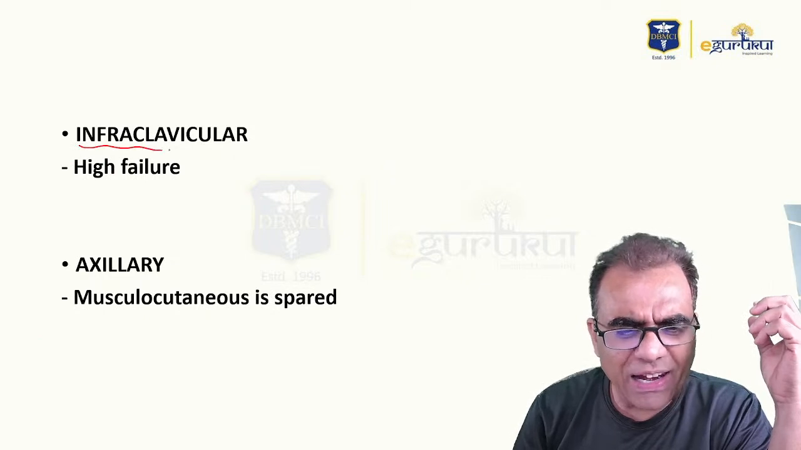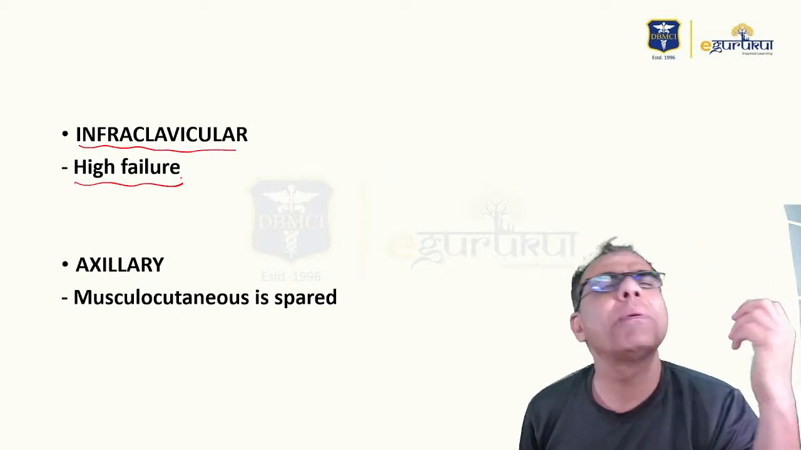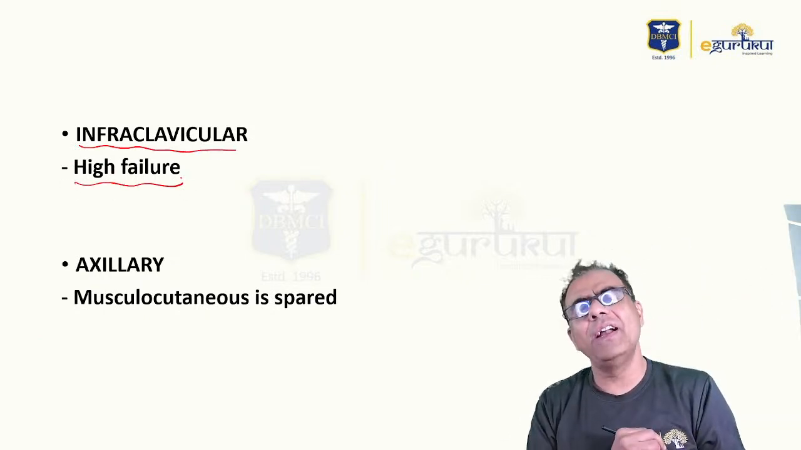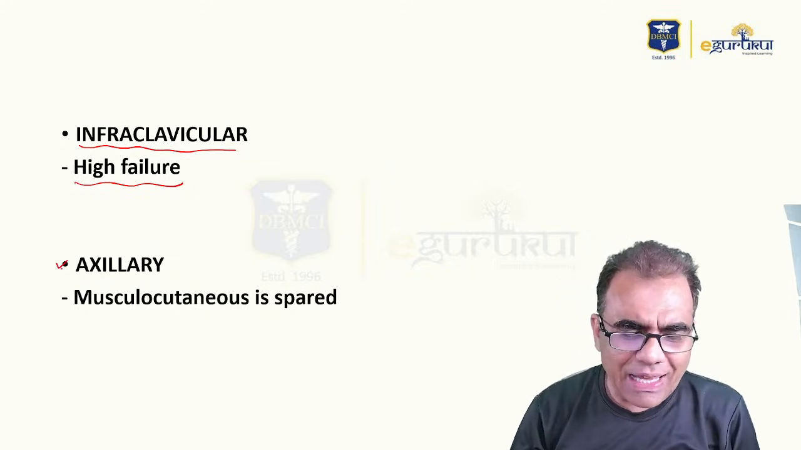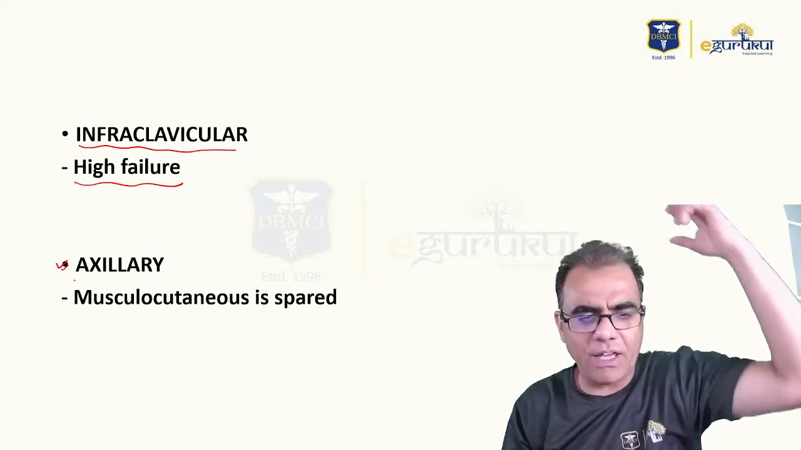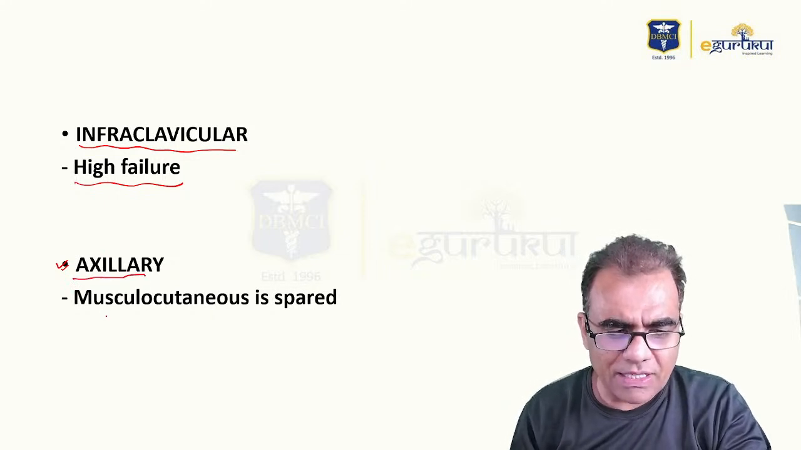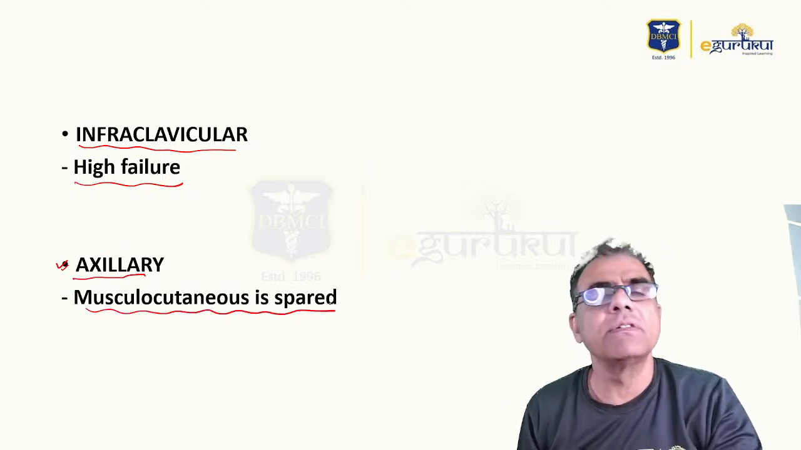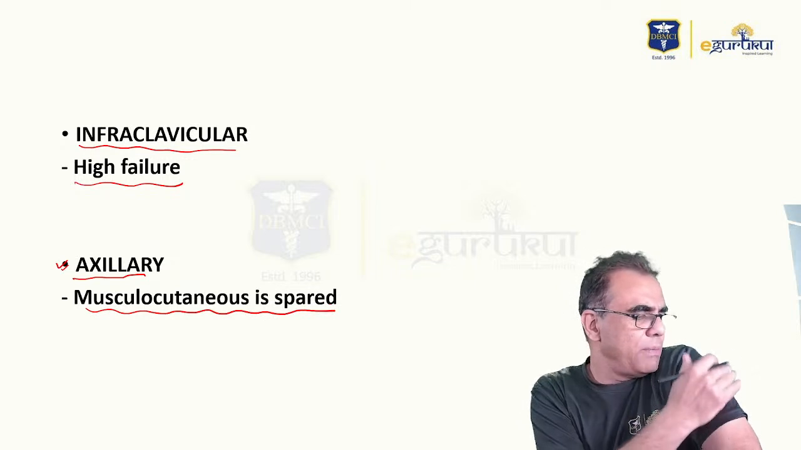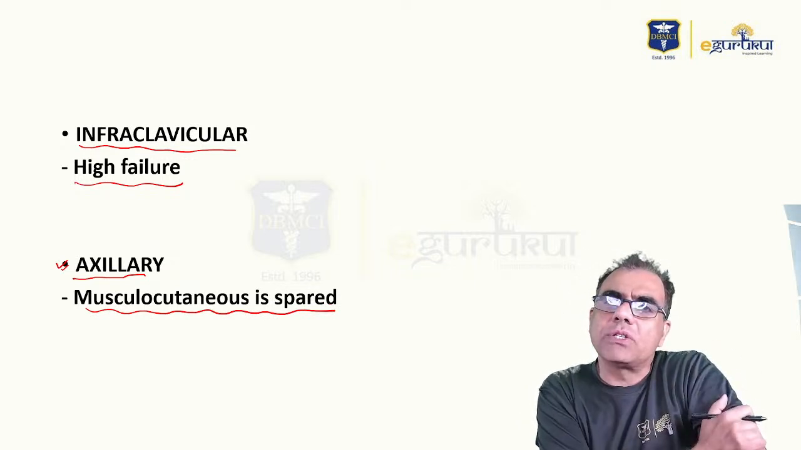Infraclavicular failure rate is high, so generally people do not prefer it. Axillary, in the axilla we are blocking the brachial plexus. The disadvantage is the musculocutaneous nerve is spared. Musculocutaneous spared means it cannot be used for arm surgeries.